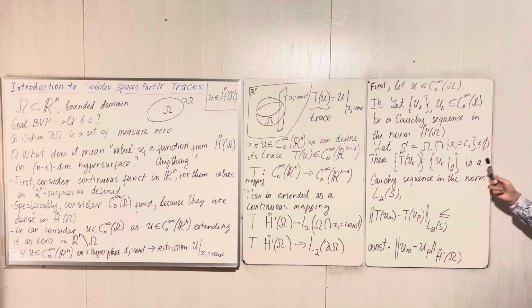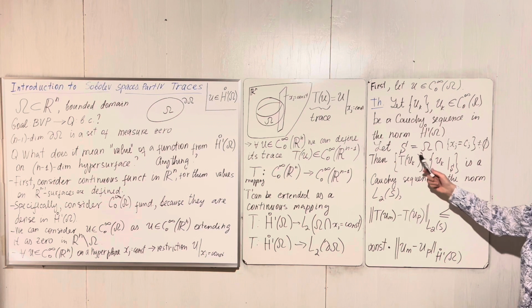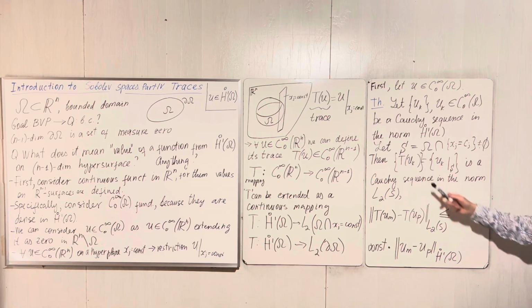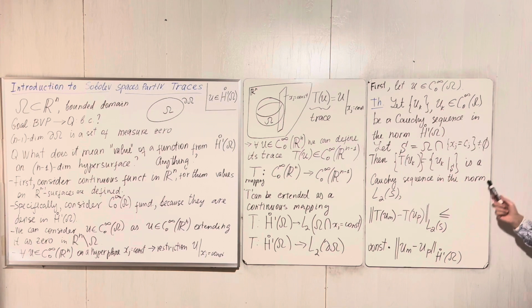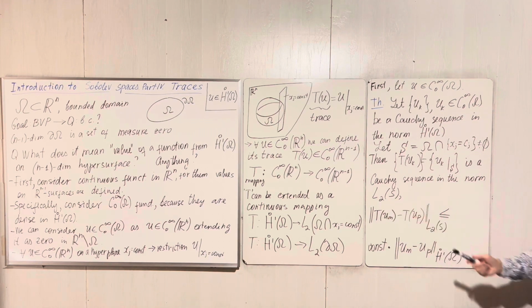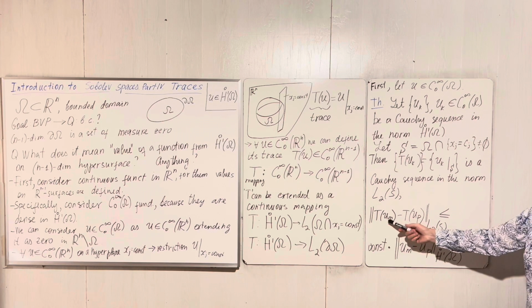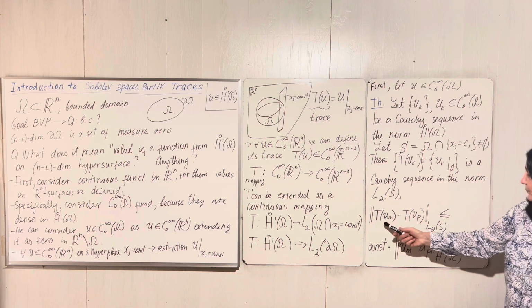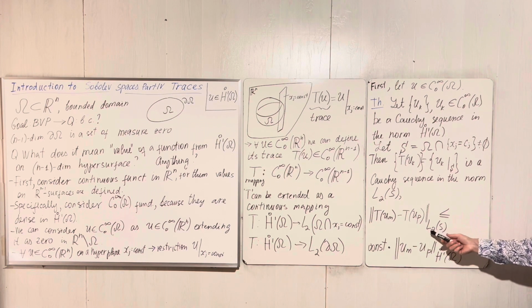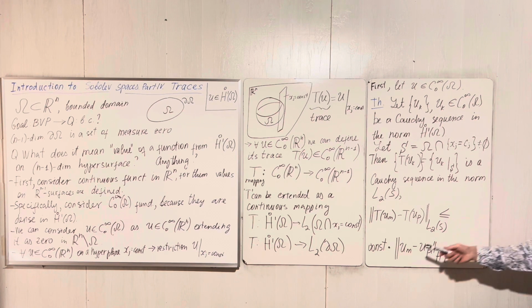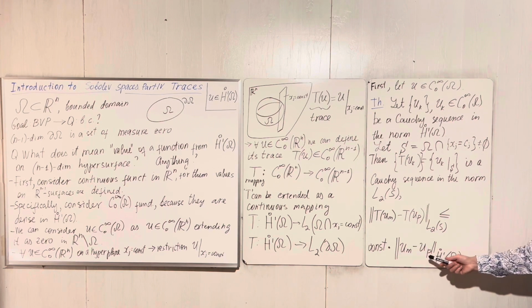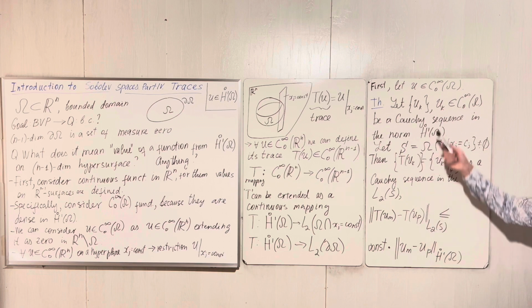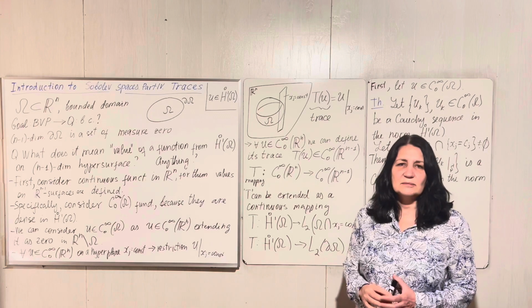Then if we consider the sequence of traces, it will also be a Cauchy sequence in the norm L2. And so if u_m and u_p are two members of the sequence, we can write that the difference of traces in the norm L2 of S is less than or equal to a constant times the norm of these members of our sequence in H10 on omega.